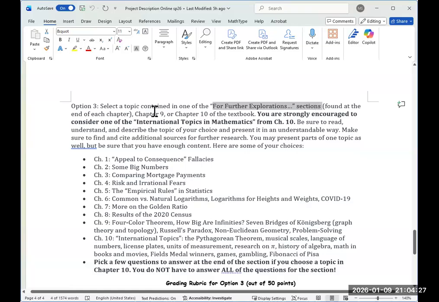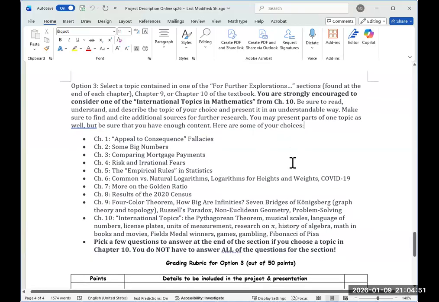Okay, so option number 3: you pick a topic from either the four further exploration sections found at the end of each chapter, or a topic in chapter 9, which are more advanced mathematical topics, or chapter 10, which is on international topics related to mathematics. Again, as the statement says, you are strongly encouraged to consider one of these topics in chapter 10, which is the brand new chapter in this new edition of the OER textbook.